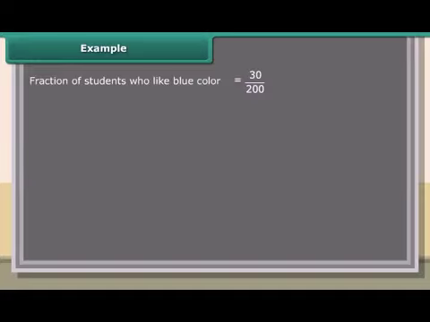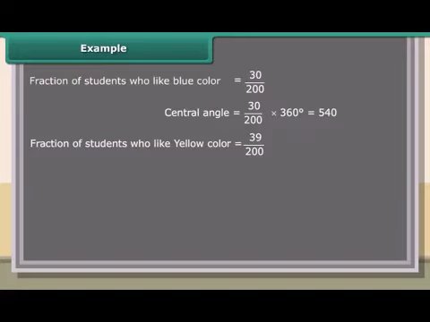Fraction of students who like blue color is equal to 30 upon 200. Central angle is equal to 30 upon 200 times 360 degrees, which is equal to 54 degrees. Fraction of students who like yellow color is equal to 39 upon 200. Now central angle is equal to 39 upon 200 times 360 degrees, which is equal to 70.2 degrees.